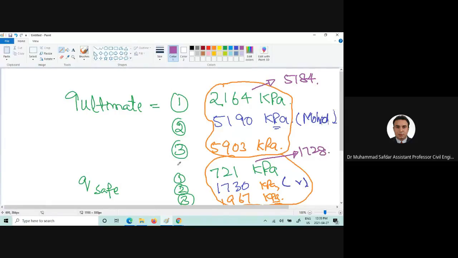Okay, I have the values here for the Q ultimate with me, and that is 5688 kilopascal. And for the Q safe, it's 1896. Pretty much close, yeah. So that's how we find out the Q ultimate and Q safe.